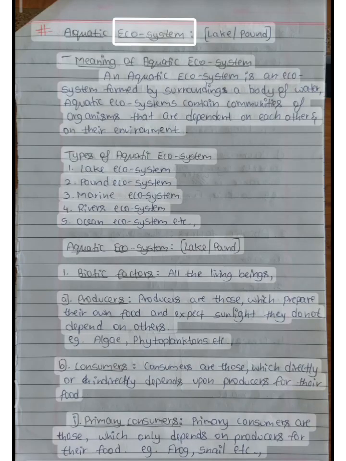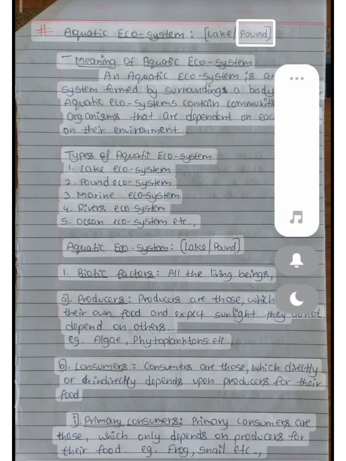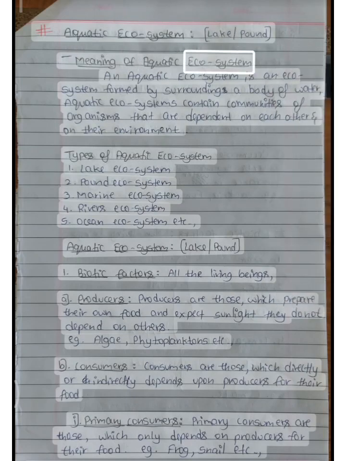Aquatic ecosystem: lake, pond. Meaning of aquatic ecosystem. An aquatic ecosystem is a system formed by the surroundings of a body of water. Aquatic ecosystems contain communities of organisms that are dependent on each other and on their environment. Types of aquatic ecosystem: 1. Lake ecosystem. 2. Pond ecosystem. 3. Marine ecosystem. 4. River ecosystem.